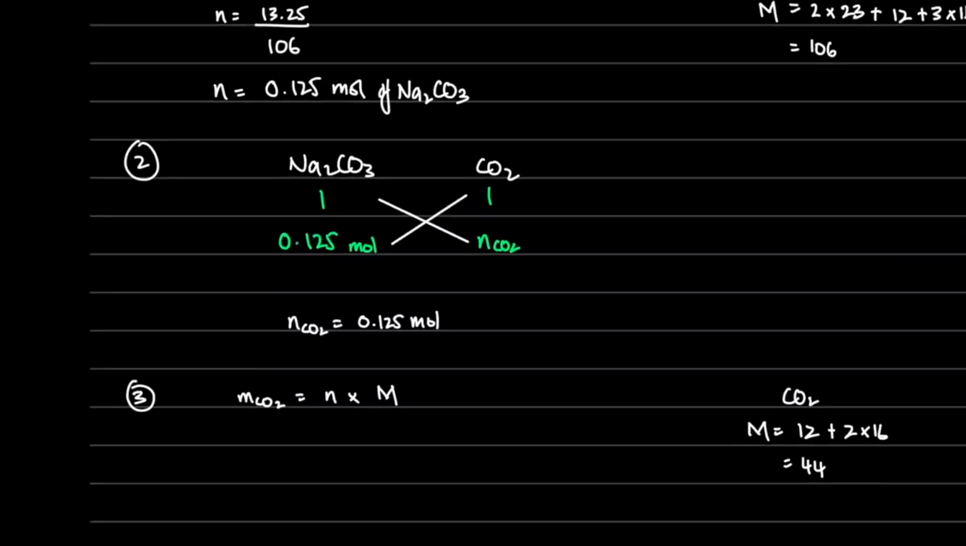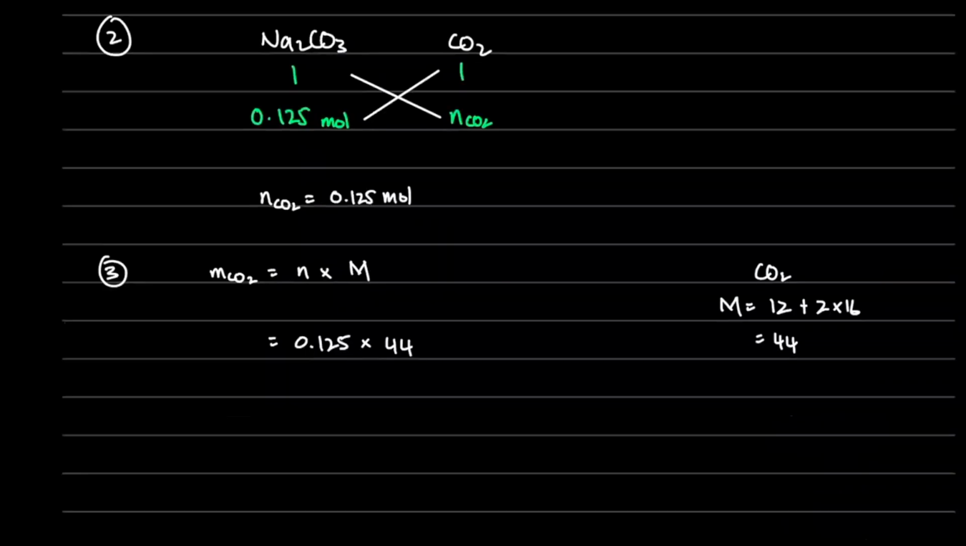So then we can say mass of carbon dioxide is number of moles, that's 0.125, times the molar mass, which is 44. So times 44, and we get the answer as 5.5 grams of carbon dioxide being produced. So that's the answer. Next question.